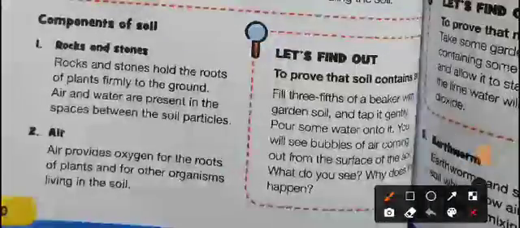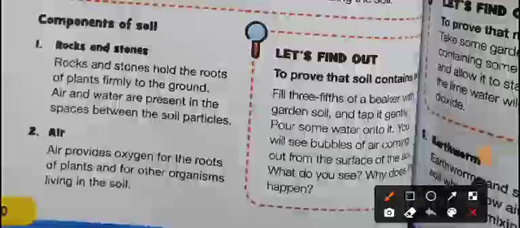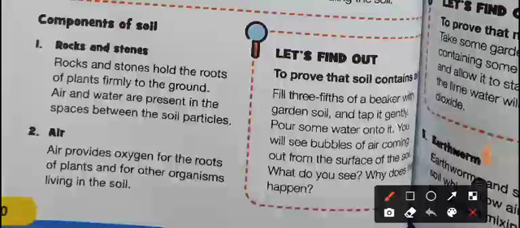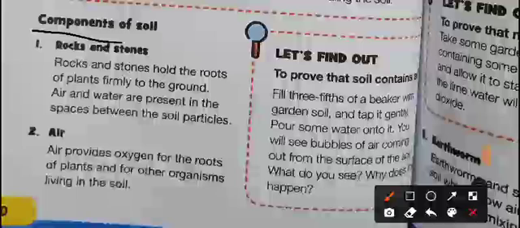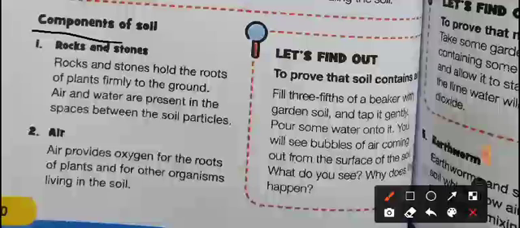Now we are going to talk about the components of soil. Components mean parts. You can write the meaning of components here. Underline the word components and write the meaning parts on it. Parts of soil. The soil is made up of the rocks and the stones. They break down and they form the soil. The very first part is rocks and stones.